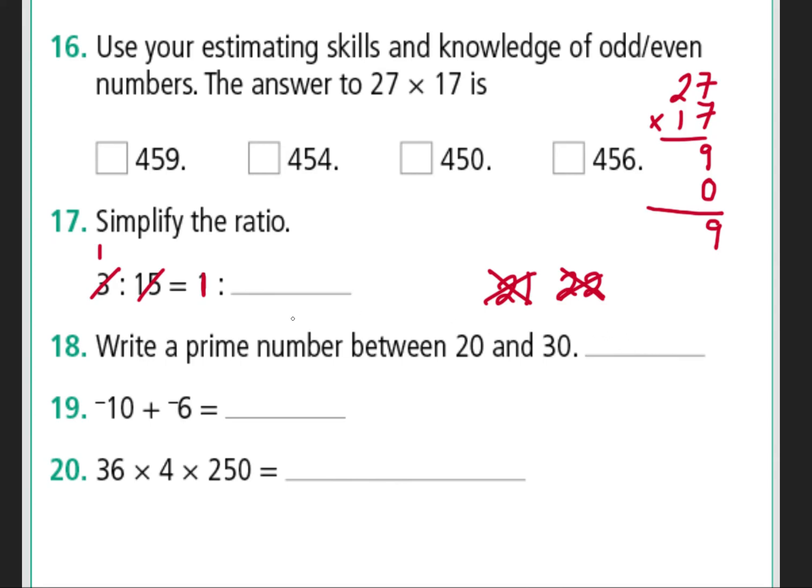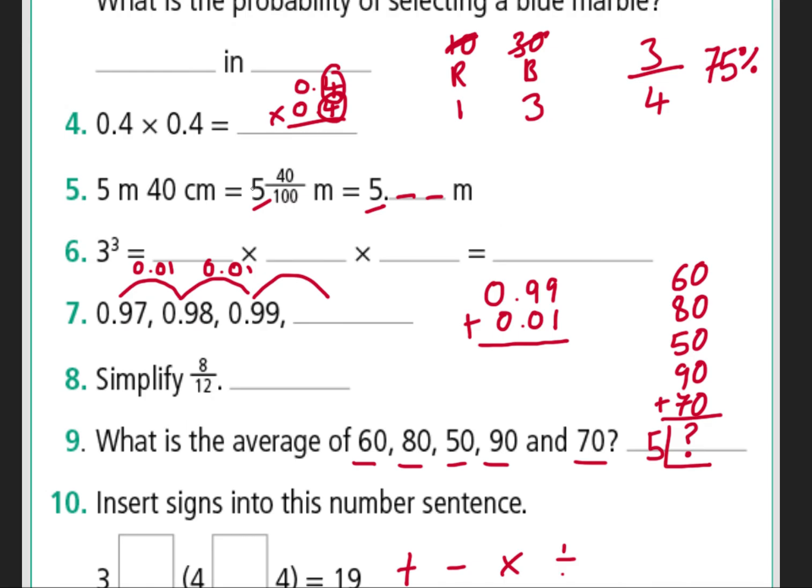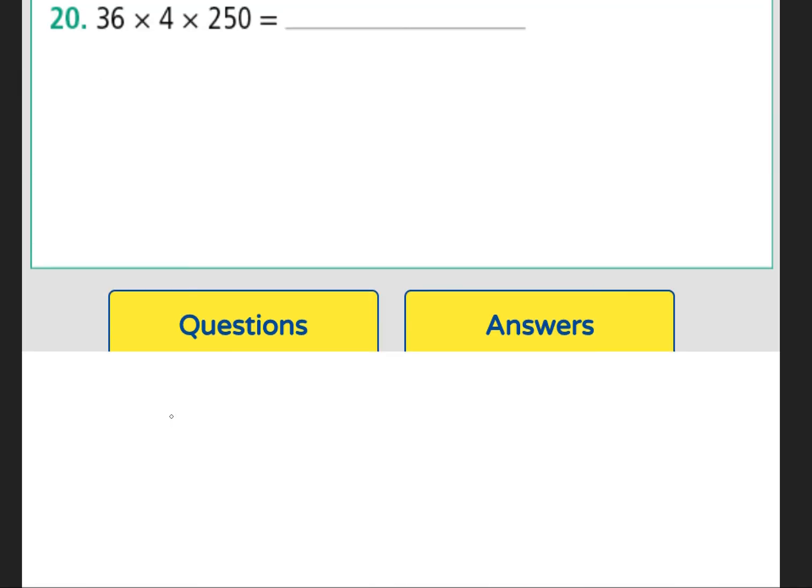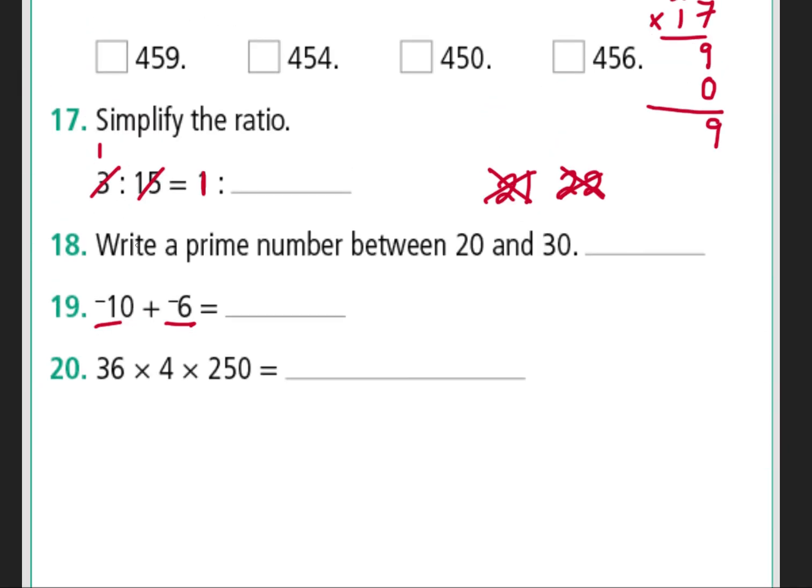Question 19, we have minus 10 and minus 6, and if we go back up to the very start here, or question 2, minus 7 and minus 4, we're going to do this one the exact same way.